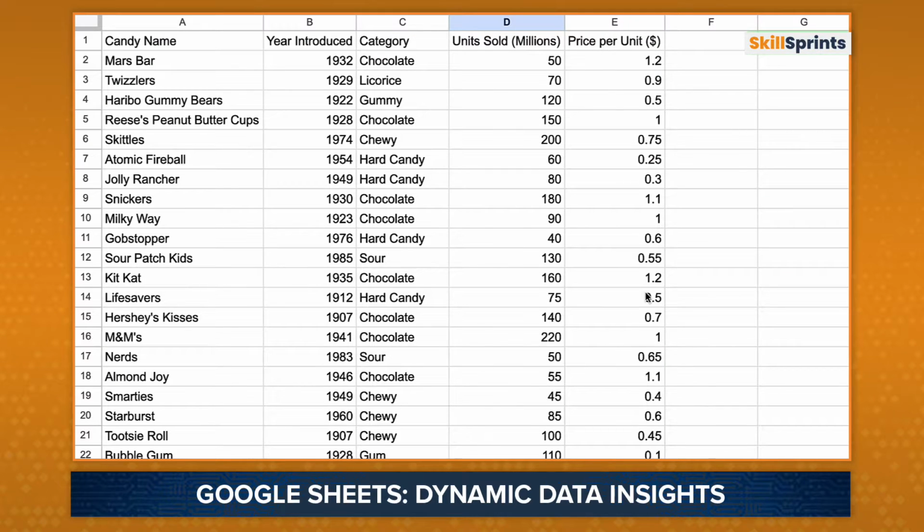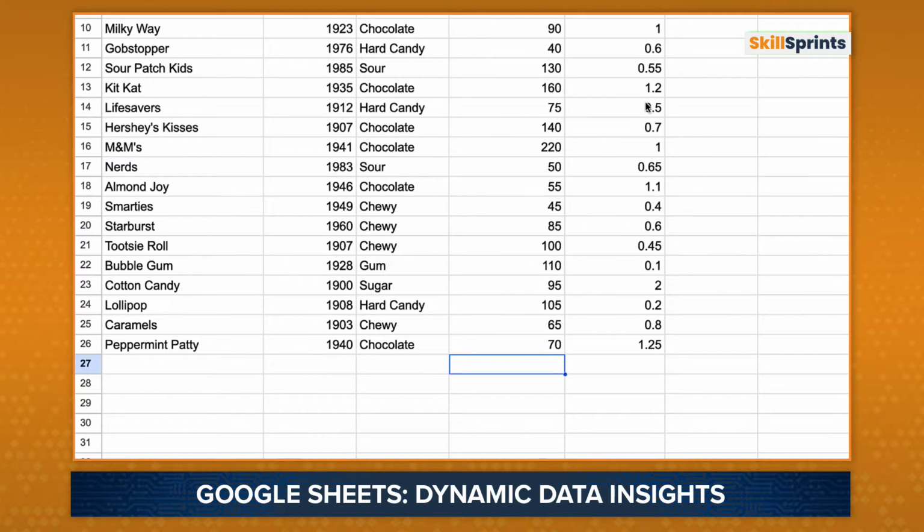To get started, we need some data to analyze. So I have this fictional data about candy here in Google Sheets. Often the first data insight we want is the sum of the units sold. So I've already positioned my cell selector where I want that sum at the bottom of column D. Now we can use the sum function in order to sum the data in that column.